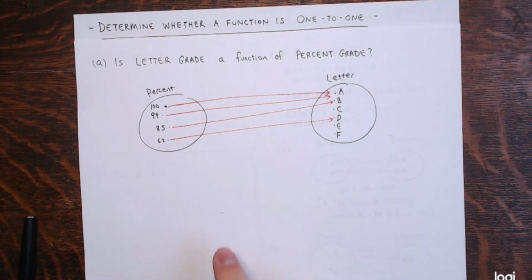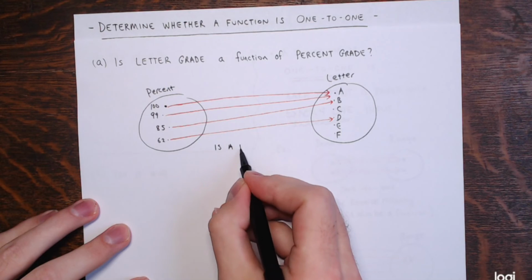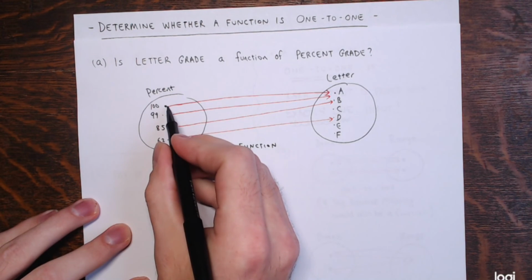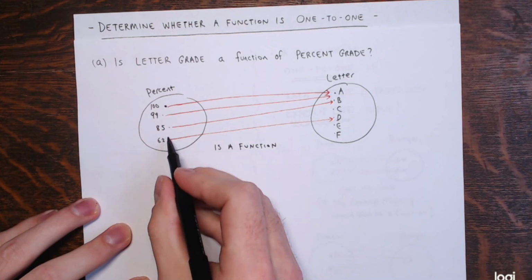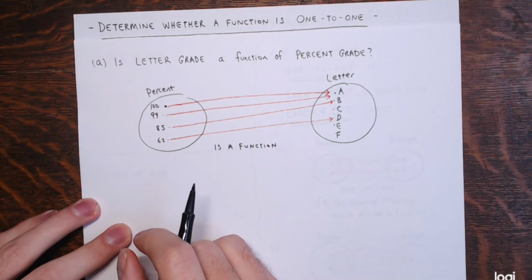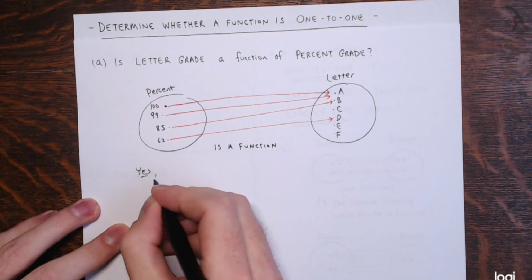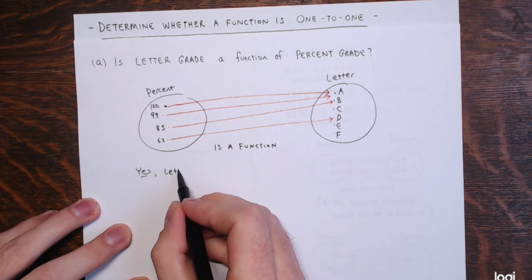Now, this is a function, because every single value of input, every single domain value, every single percentage goes to exactly one output, exactly one letter, not multiple letters at the same time. So yes, letter grade is a function of percent grade.